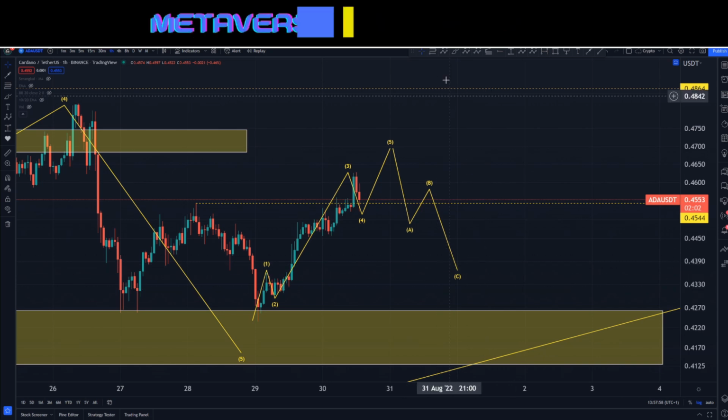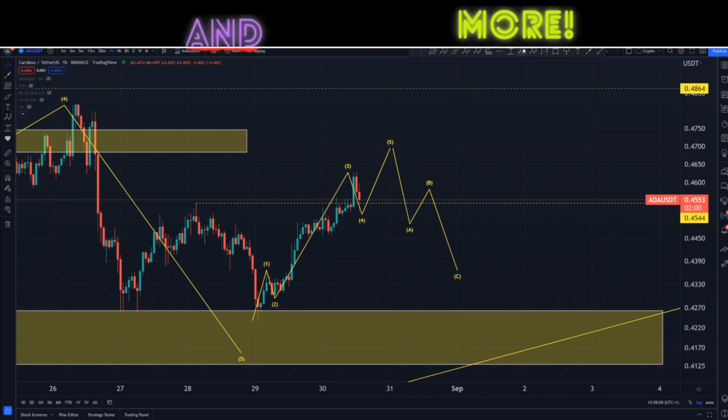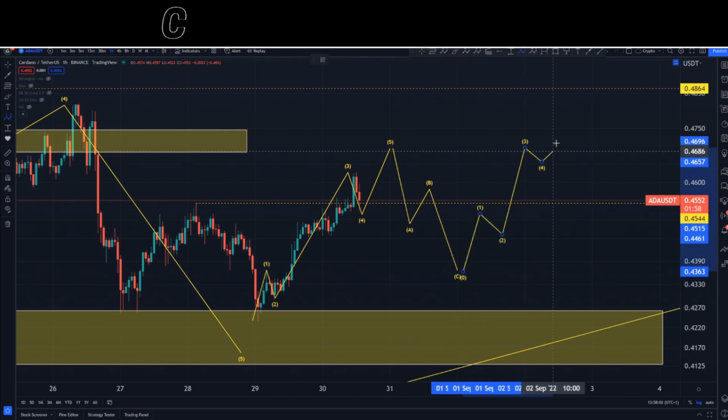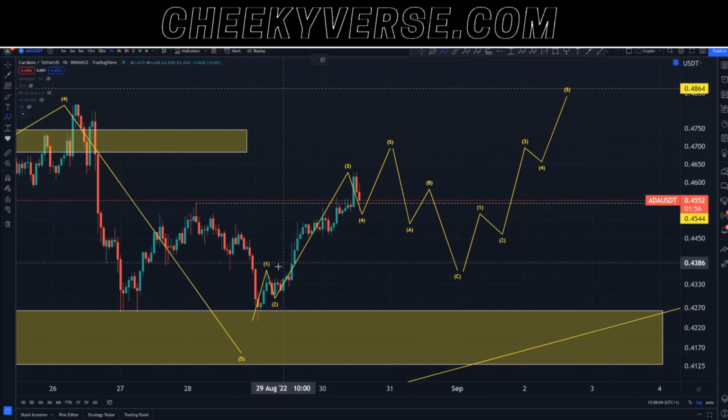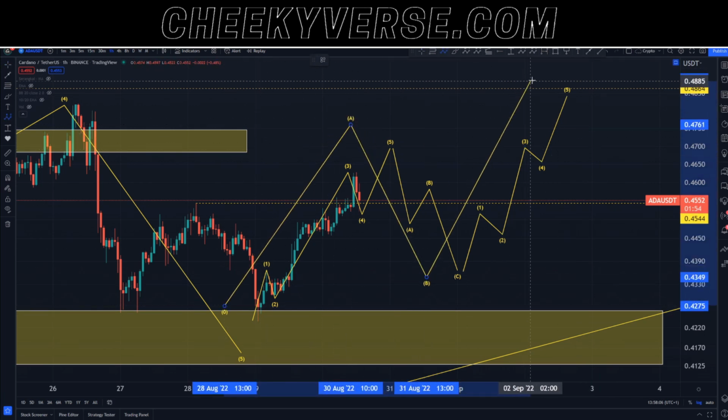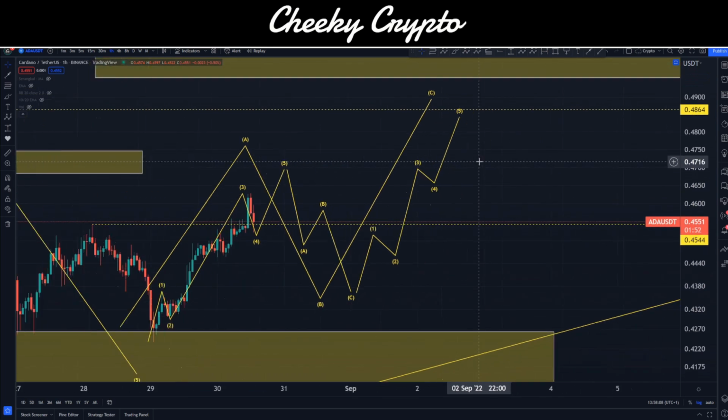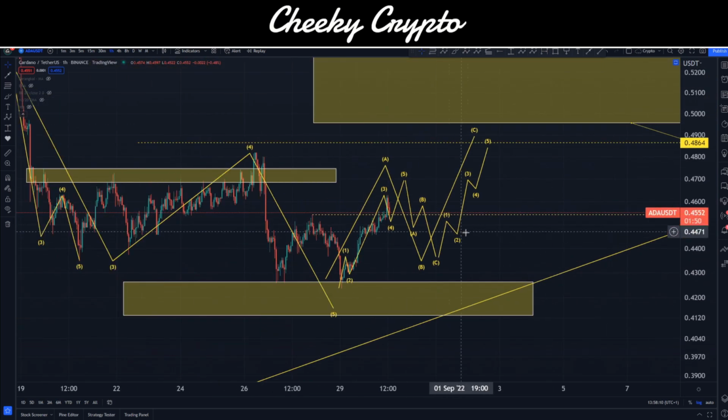Then once we've completed this next 3-wave drop to the downside, we would expect to see another 5-wave move upwards. That would complete an ABC zigzag pattern, A, B, and C, just like that. And that could just mark our single A wave, right?